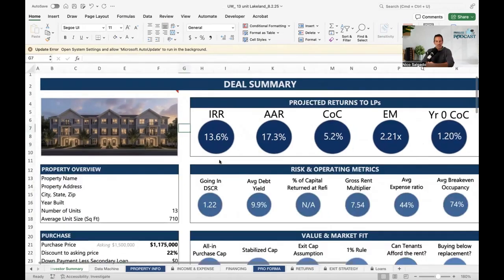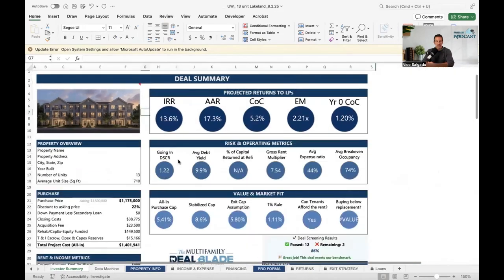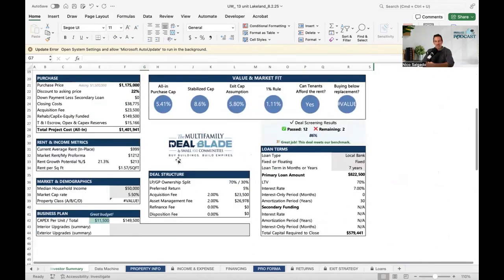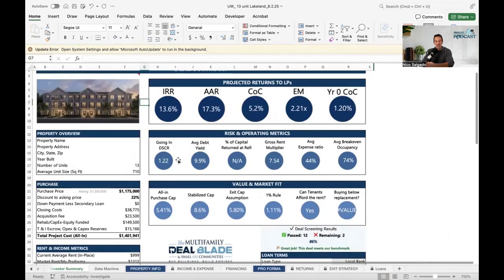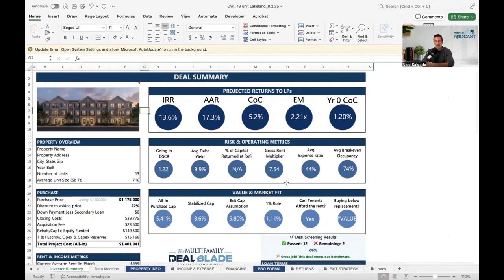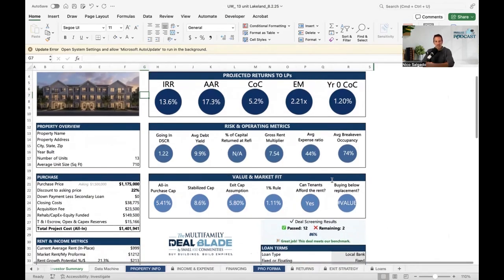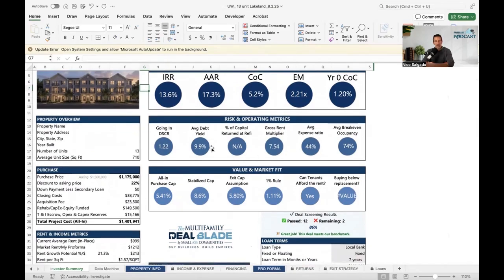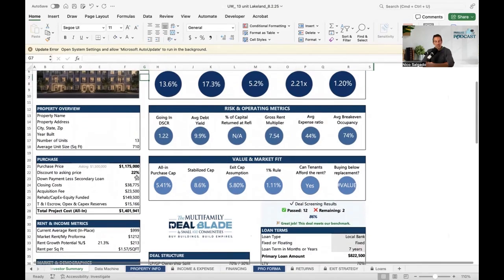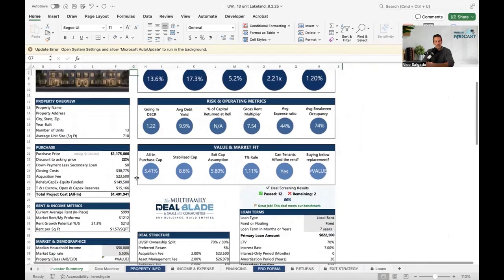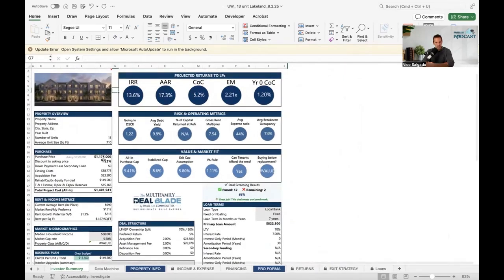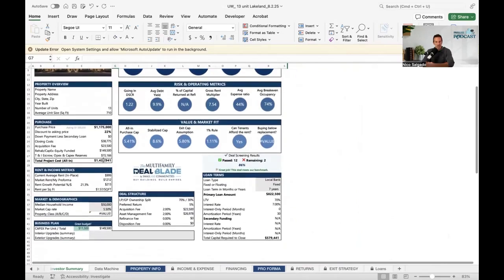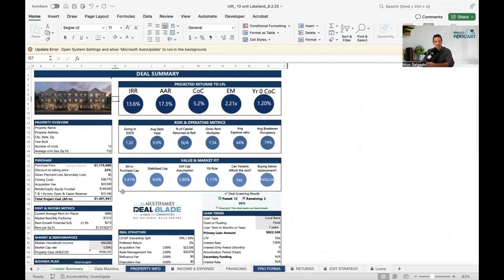Now you have a beautiful sheet that is ready to be printed for investors or downloaded as a PDF. You can share this with your investors. This can be a one-pager. This could be a tear sheet. This could be whatever you want it to be. And this is really, in my opinion, years and years of experience and work that went into doing this. This is my finalized version 1 for my Multifamily Deal Blade.